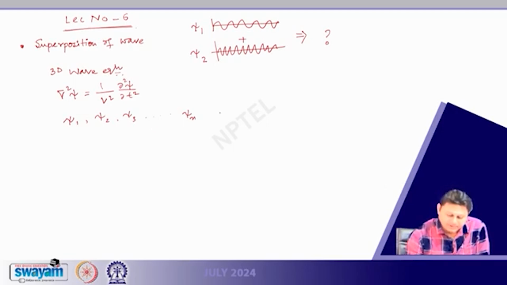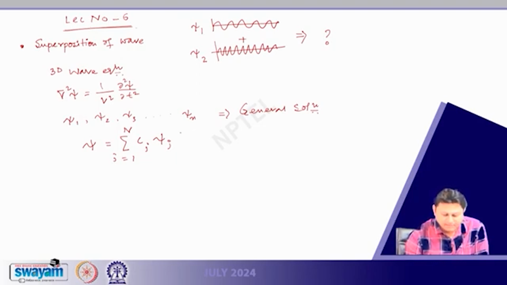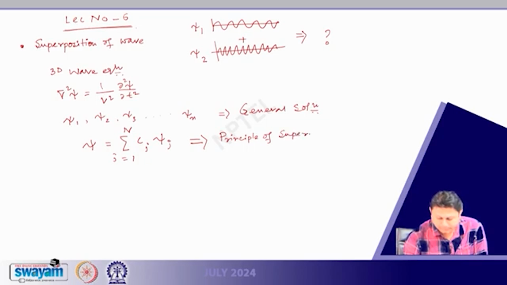this wave equation, these are the individual solutions, then the general solution we can write simply as psi is equal to a linear combination of these waves, where j goes from 1 to n. So this is essentially the principle of superposition.